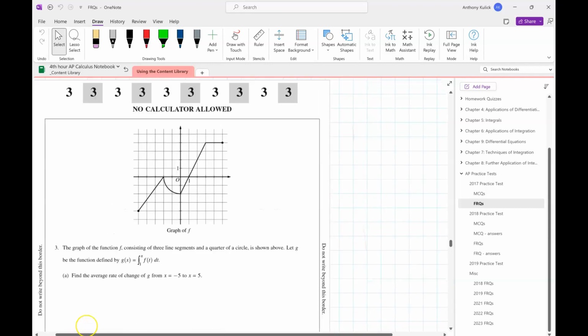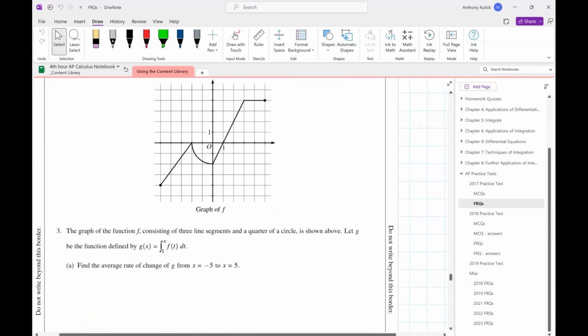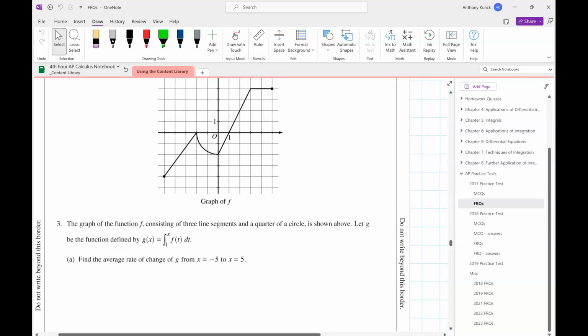Our way through this thing. So wait, calculator, I heard you was last time, this one's no calculator? That's what we're talking about right now. Okay.